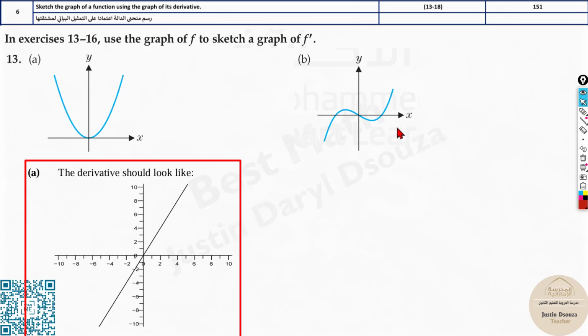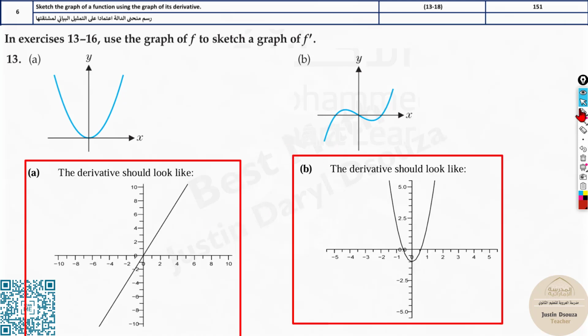You will have four answers. Let me just show you from the answers how you can easily pinpoint which is correct. Now here, very important points are turning points. Can you see these turning points where it changes from increasing to decreasing or decreasing to increasing? So this is a turning point here. This is another turning point here.